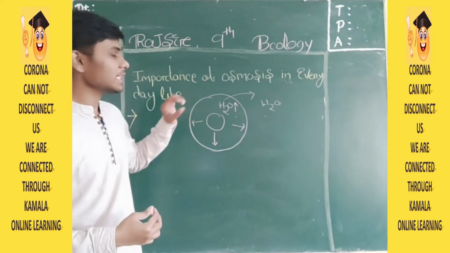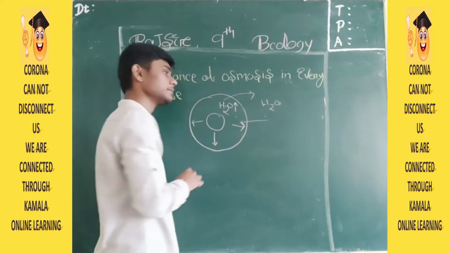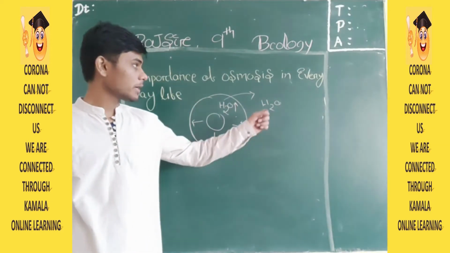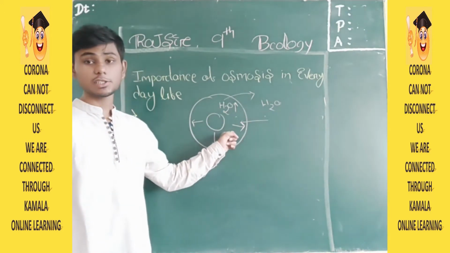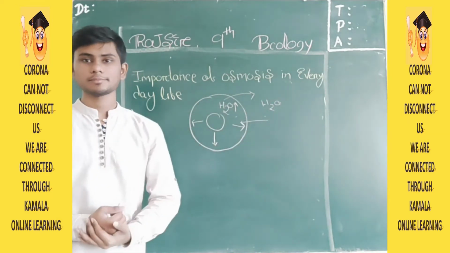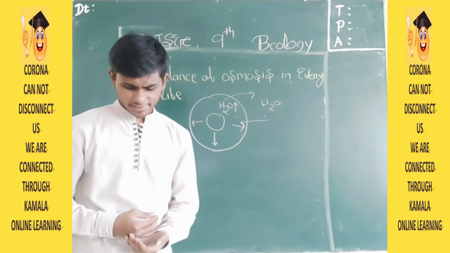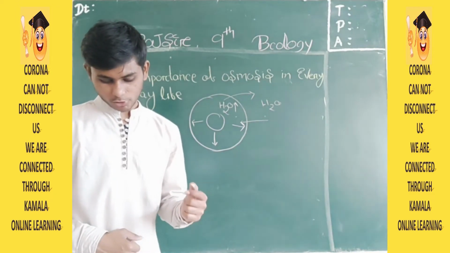If water content is less inside the cell, then what will happen? It will let water molecules come inside. So again, from high concentration region to low concentration region, it will send water in and out. Okay. Next, water enters roots because of osmosis.